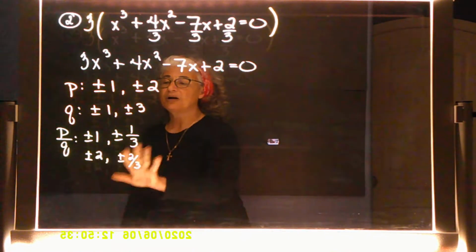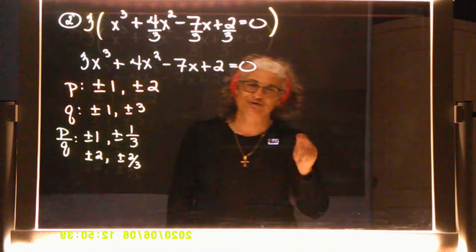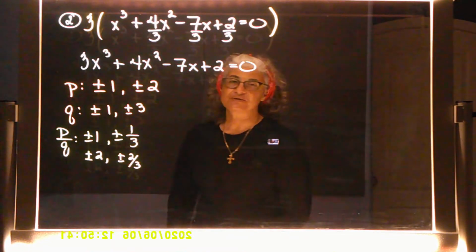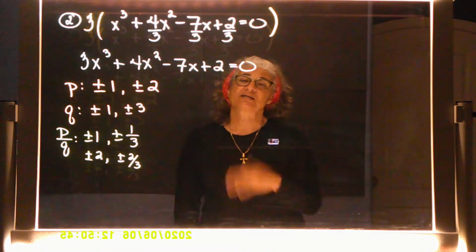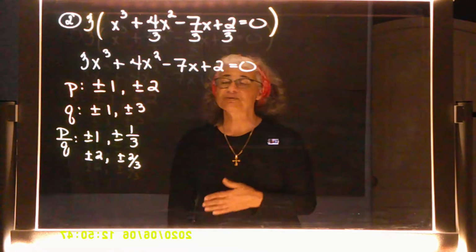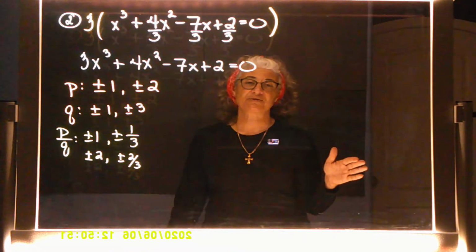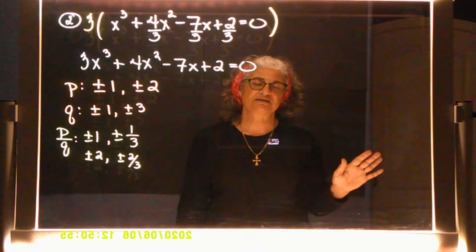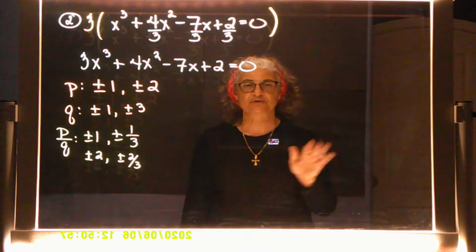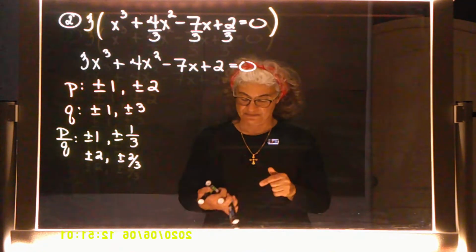So I have 8 possible answers here, but I only need 3. And there's no guarantee all 3 of them are in those 8 possibilities. Some of my answers may involve square roots. Some of my answers may involve imaginary numbers. So here's the deal. The remainder and factor theorem are not going to give me square roots, and they're not going to tell me about imaginary numbers if those are my answers. Which is why we go to synthetic division.